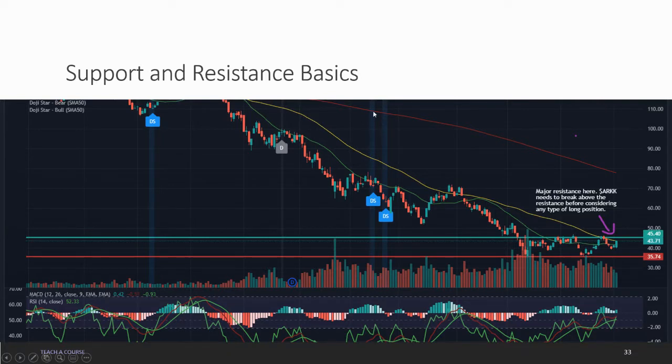All right, let's talk about support and resistance. So support and resistance, which we touched on. Support is where a stock finds a floor. Resistance is where a stock finds a ceiling. So there is a trading strategy around support and resistance.